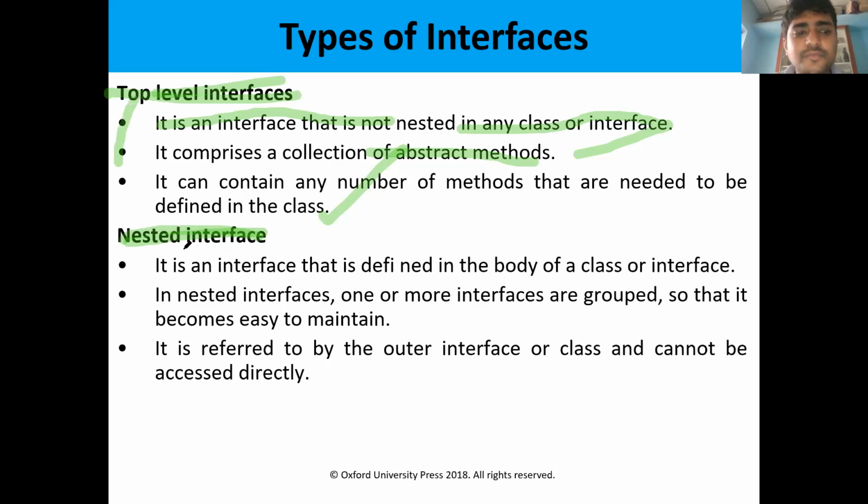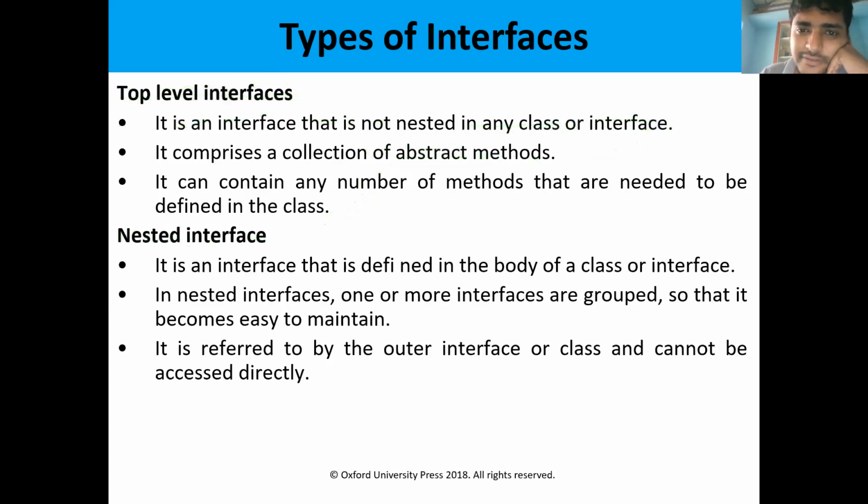Then nested interfaces. Nested interface means the interface which consists of another interface. We have seen the nested classes, where the class consists of another class. Likewise, we have the nested interface, that means an interface consists of another interface. This type of interface is called a nested interface.